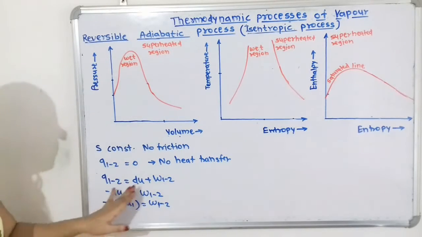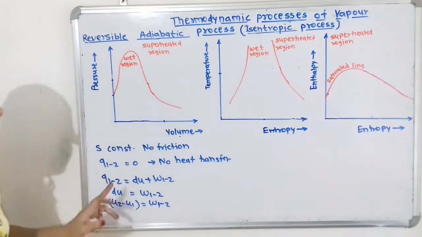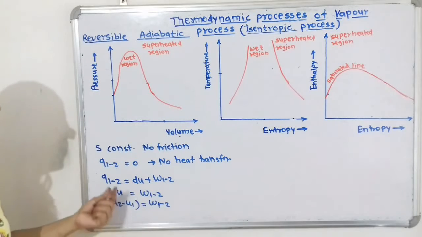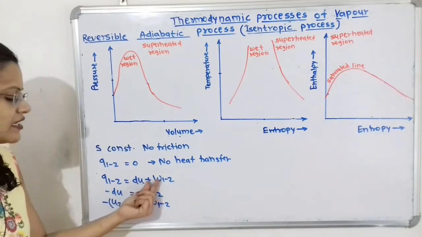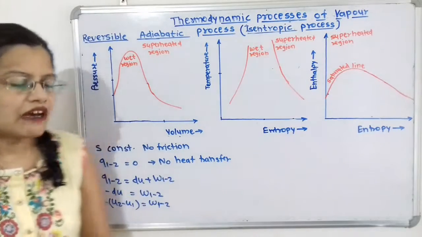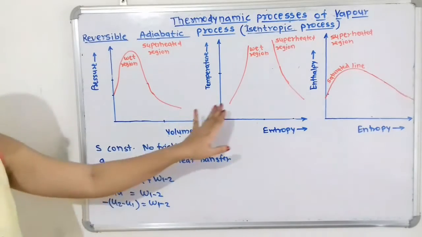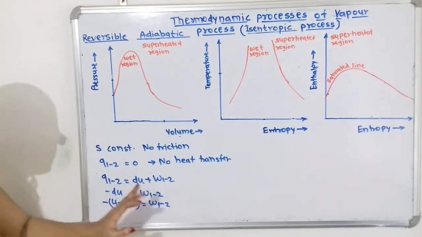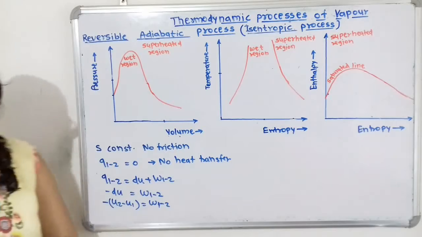Then how to calculate this work done? So what is the formula? We know that Q12 is equal to du plus W12, that is heat transfer is equal to change in internal energy plus work done during the process 1 to 2. Now here Q will become 0 because there is no heat added or removed in the process. So no heat transfer. So we can say that W12 is equal to minus du.